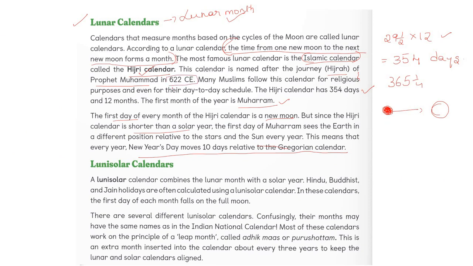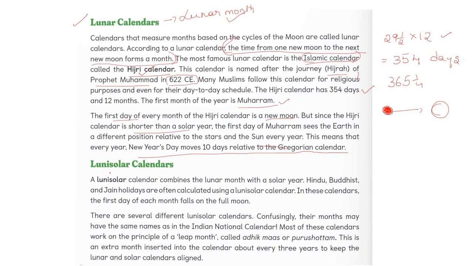In which year he made that journey? 622 CE. CE means after birth or before birth? After Christ. Who follows this calendar? Almost all Muslims. What is the first month of an Islamic year? Muharram. How many days it is shorter than Gregorian calendar? 10 to 11 days.